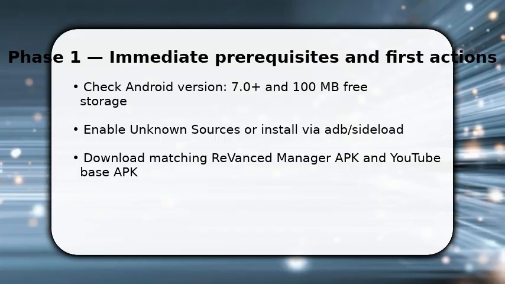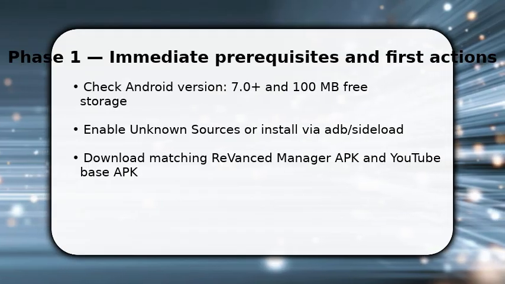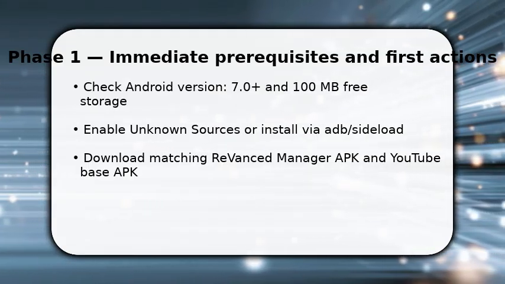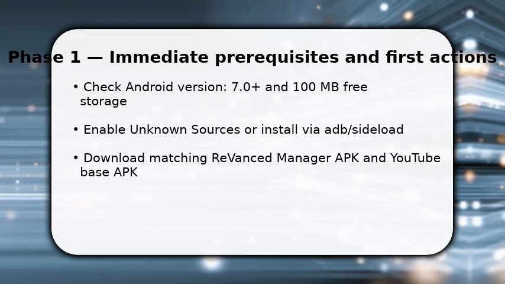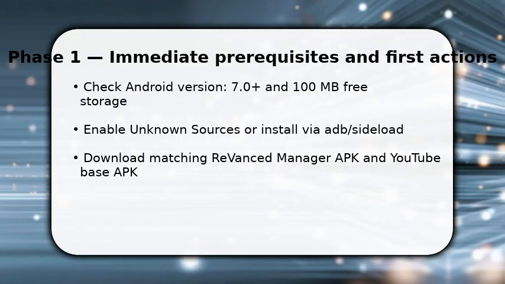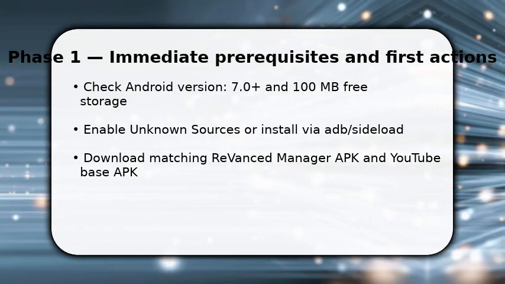You start by confirming compatibility. Android 7.0 or later and at least 100 MB free. This prevents installation errors. Next, enable unknown sources or prepare ADB on your PC so you can sideload safely.